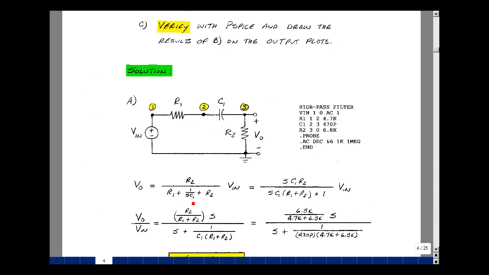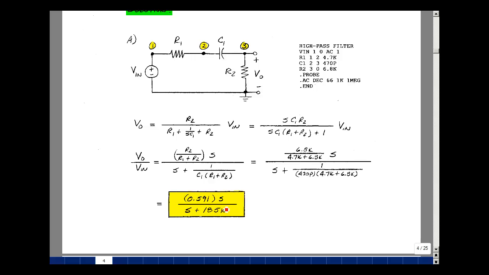Let's multiply numerator and denominator by SC1. So I get SC1 R2 divided by R1 plus R2 times SC1, and then just 1. Let's divide numerator and denominator by C1 times the quantity R1 plus R2. On the numerator, the C1s will cancel. I get R2 over R1 plus R2, and then I'll have the reciprocal of this in this term. Now putting the value in for R1 of 4.7K, R2 of 6.8K, and C1 of 470 picofarads, I get the following results: 0.591 times S divided by S plus 185K.